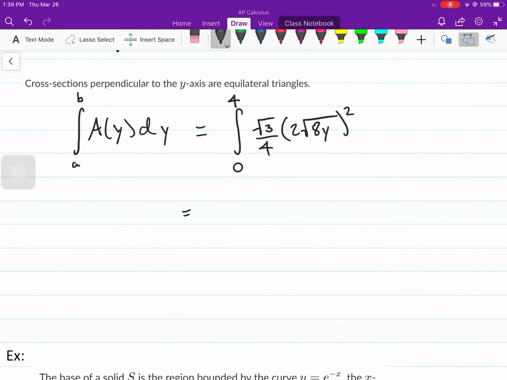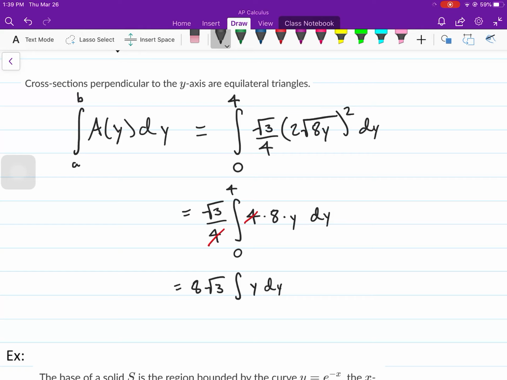So simplifying this a little bit more, we would have square root of 3 over 4. I'm just going to bring that out front. And then the integral, and then we'll have 2 squared is 4, square root of 8 squared is 8, and square root of y squared is y. Keep forgetting my dy's. The 4's will cancel. So I'll have 8 square root of 3 integral of y dy from 0 to 4.